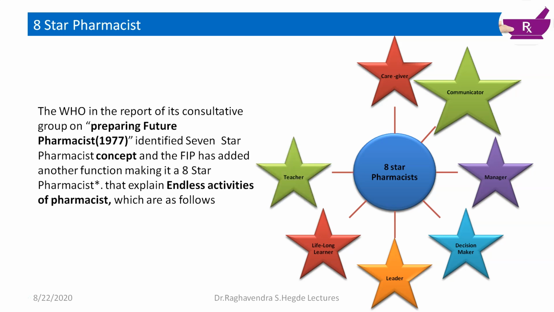The pharmacist is a teacher to educate the next generation of pharmacists and train for other professions. And the pharmacist is a researcher. He conducts research in different walks of life, whether it may be the education institutions, the pharmaceutical sectors, or the community related sectors. So he's a researcher. This is the 8-star concept of the pharmacist, which has been given by the FIP, followed by WHO.